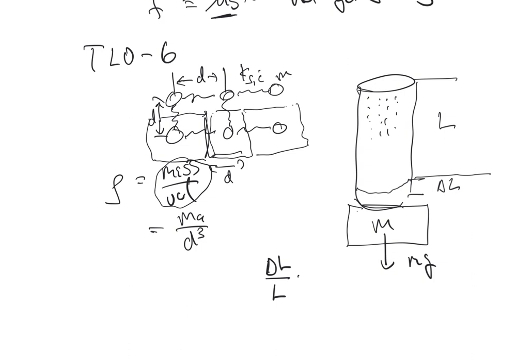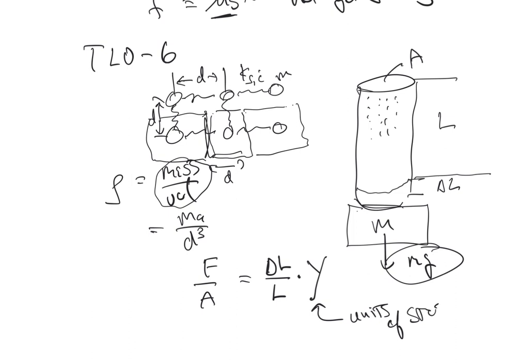So there's a strain, delta L over L. It turns out that the strain times the Young's modulus, which is a modulus of elasticity, is equal to the stress. The stress is the force per unit area. The area is the cross-sectional area of the wire, and the force is the force pulling down on the wire. The ratio of those two, the force per unit area, is the stress, and it's proportional to delta L divided by L. The proportionality constant has units of stress, and that is called the Young's modulus.